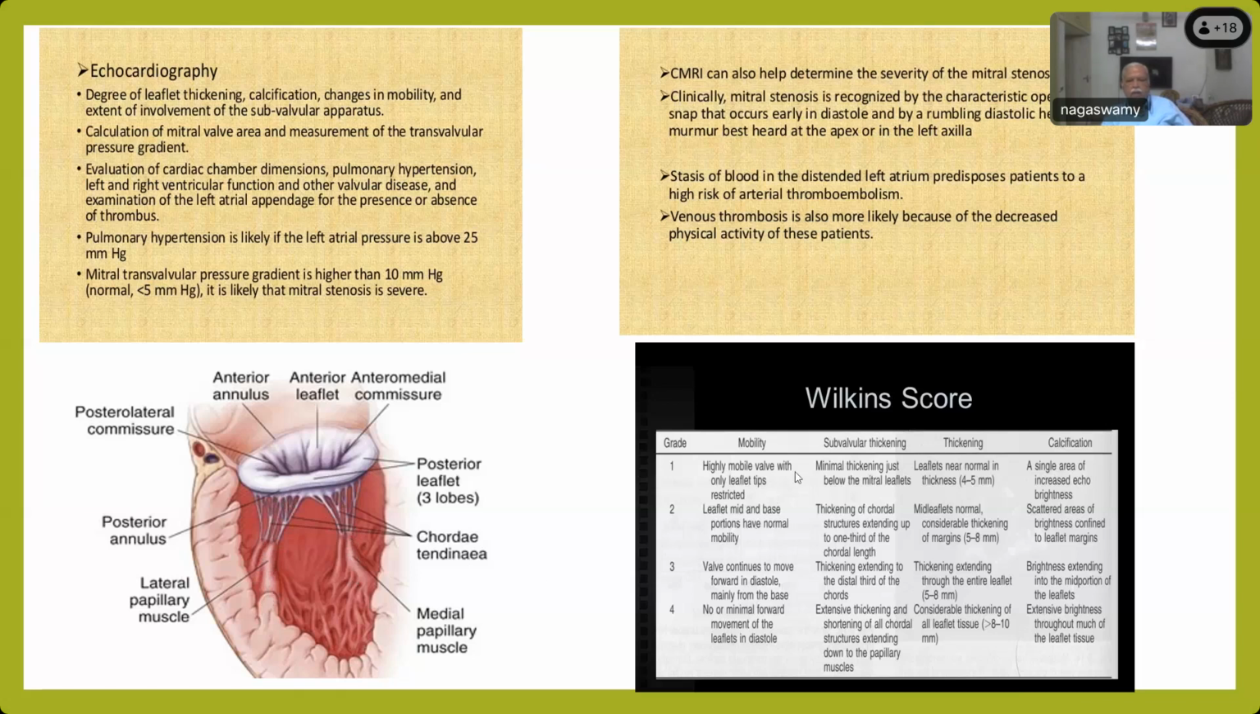These are the things. And there is a Wilkins score to find out the pliability, the possibility of doing a balloon valvuloplasty. So for doing a balloon valvuloplasty, you require a soft and supple valve which can be easily broken or split. So that is very important for this.